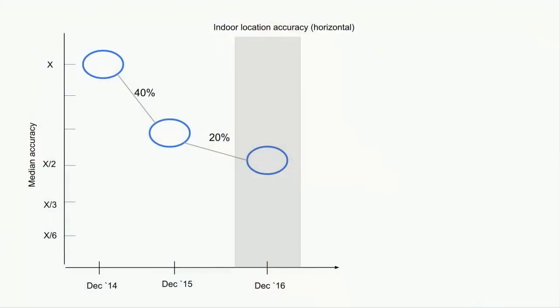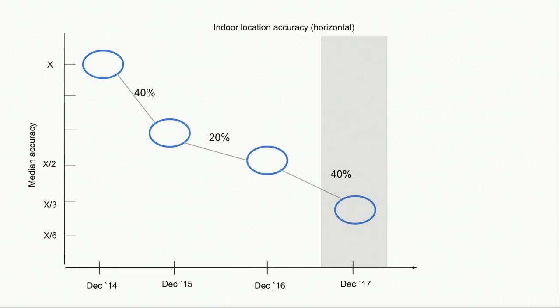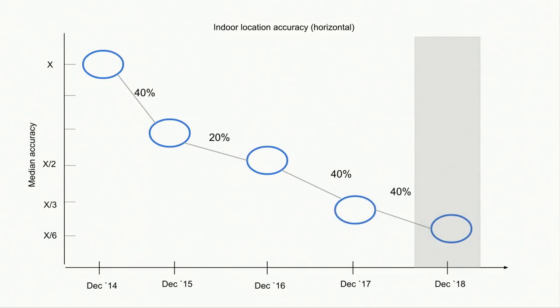For the past years, we have been continuously improving location accuracy, especially for indoor environments. Our data showed a 40% and 20% accuracy improvement for the past 2 years. This year, we are on a good track of achieving another 40% better accuracy improvement, and another 40% accuracy improvement in the year 2018. In fact, our accuracy would be good enough for indoor navigation. Now, let me show you a couple of videos to demonstrate our indoor accuracy improvements.